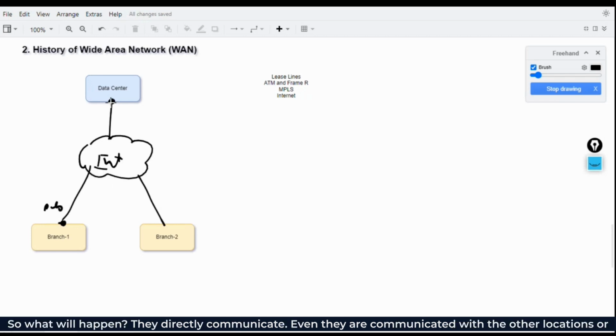So they directly communicate, even with other locations or other organizations as well. Depending on whitelisting, which I'm not discussing right now, they are able to communicate globally. This is cheaper compared to MPLS, but the problem with the internet is that it is not secure. The second problem is that there is no SLA, so no service level agreement. If anything happens, we might face latency and so on. But the main concern is the security.